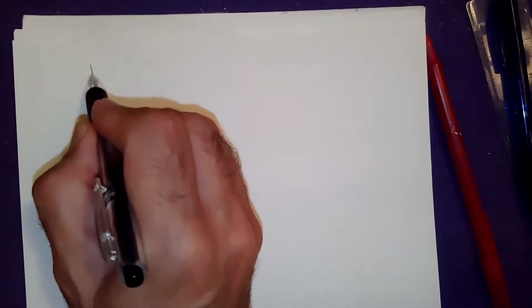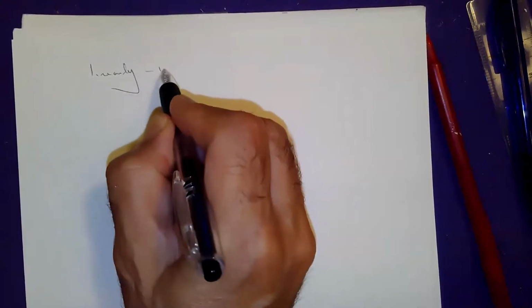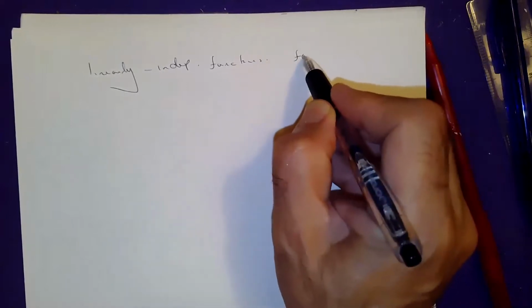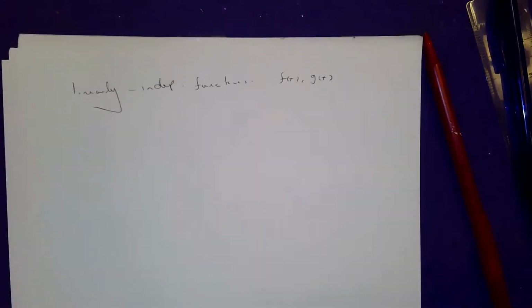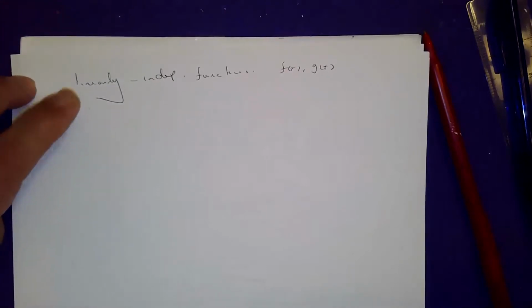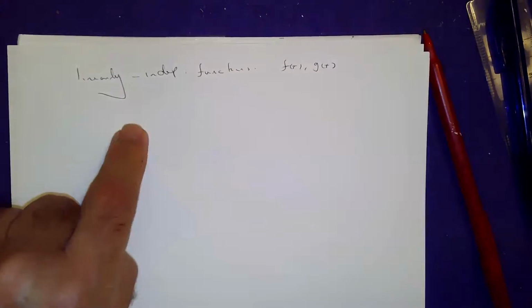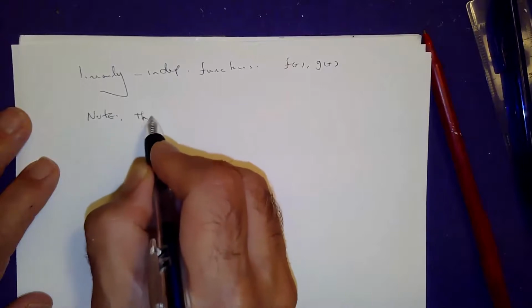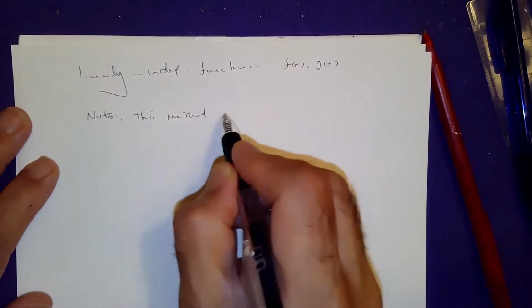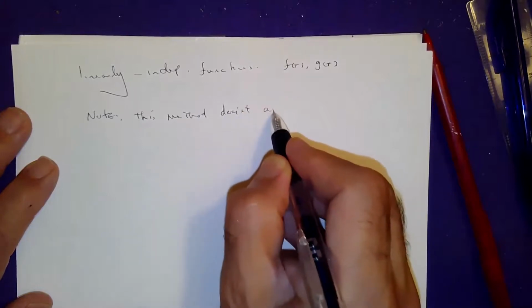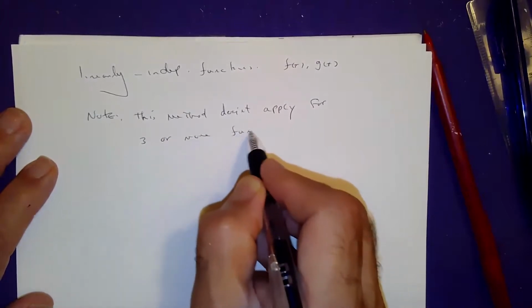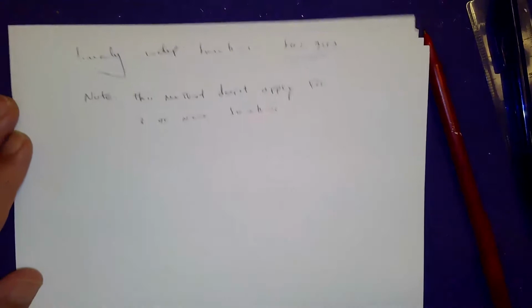When do we say two functions are linearly independent? Linearly independent functions, namely two functions. The procedure I'm just about to outline only works for two functions. If you have three functions, this doesn't work. So before I move on, note this method does not apply for three or more functions. It only applies for two functions.